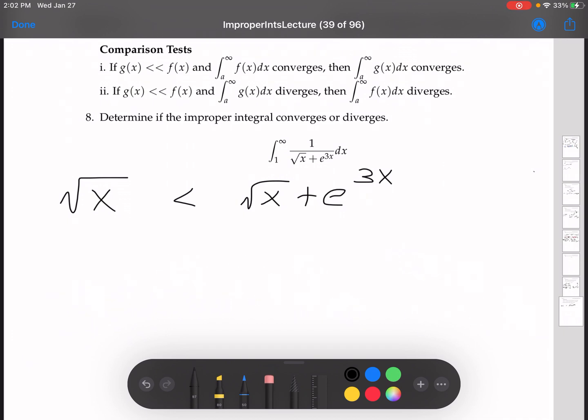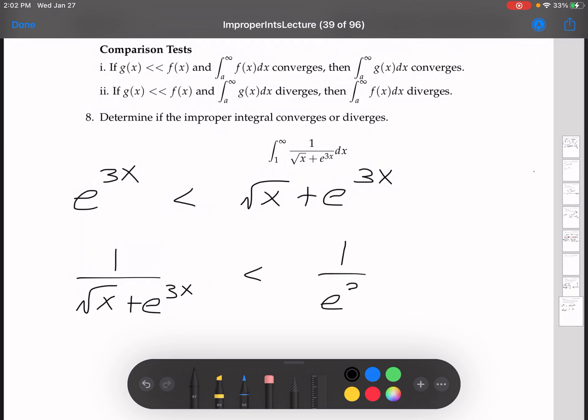All right, so what's another way I could go about this? Well, instead of putting root x there, I could put e to the 3x. And then now we have, again, 1 over root x plus e to the 3x is less than 1 over e to the 3x. Now we're smaller than this improper integral. This thing isn't a p integral. This thing we'll have to evaluate.